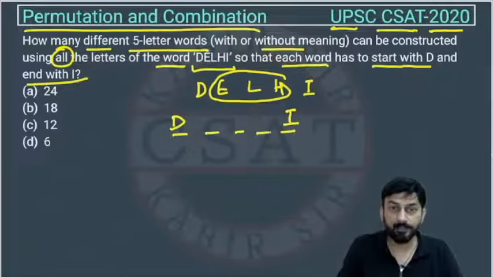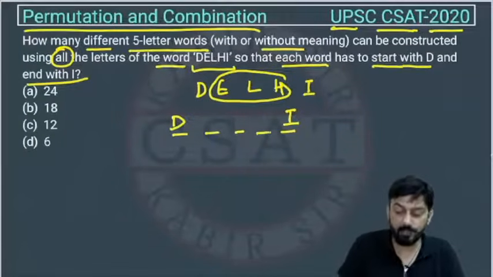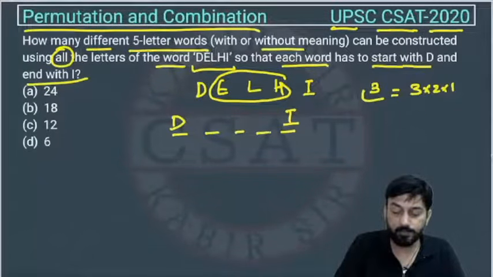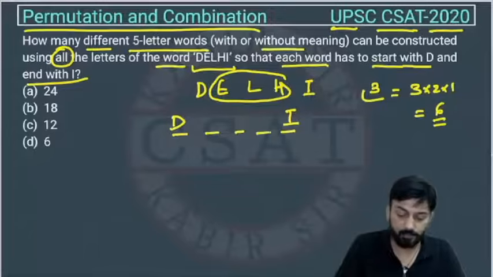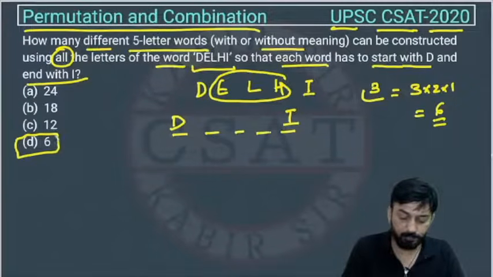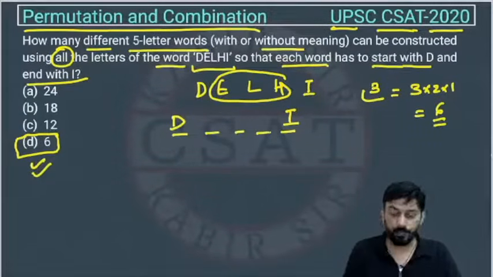So these 3 letters can be arranged in how many ways? So these can be arranged in factorial 3 ways. So this will be 3 into 2 into 1. So this will be 6. So the answer is option D, right? Or you can do it one more way.